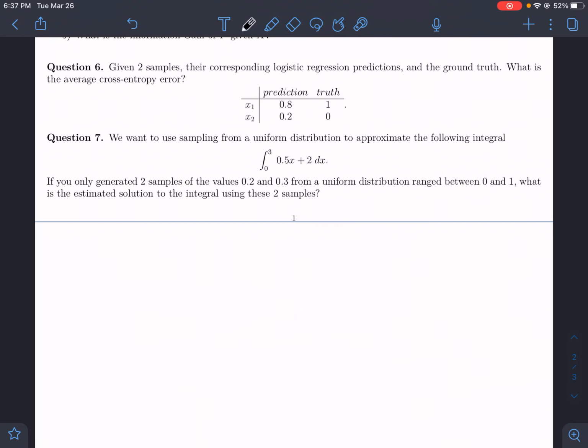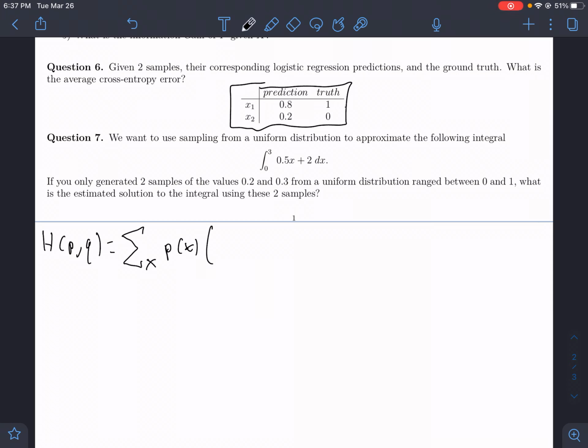Hello, in this video we'll be doing a cross-entropy error problem. We are given some data here and we need to find the average cross-entropy error. To get started, we need to write out our cross-entropy error function because this will help us in making things clear. H of P, Q is the cross-entropy, and that is equivalent to the sum for all x of P of x times 1 over log Q of x.